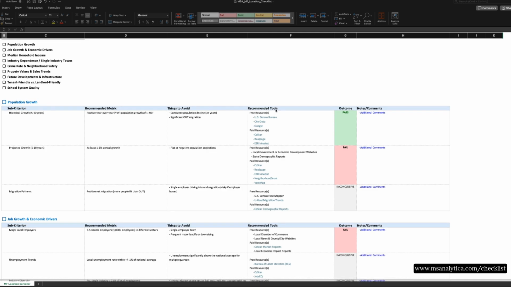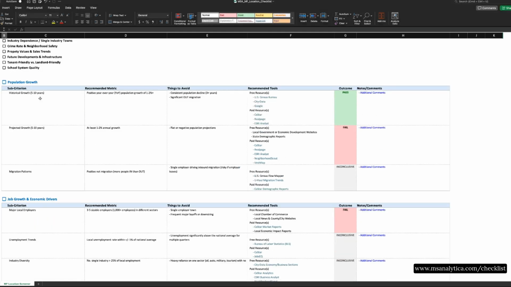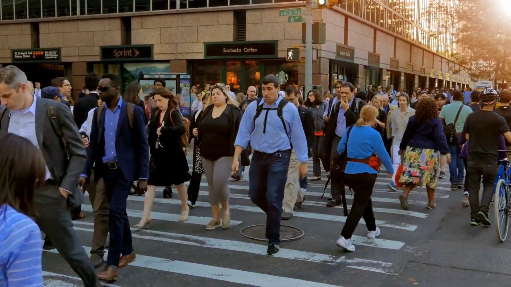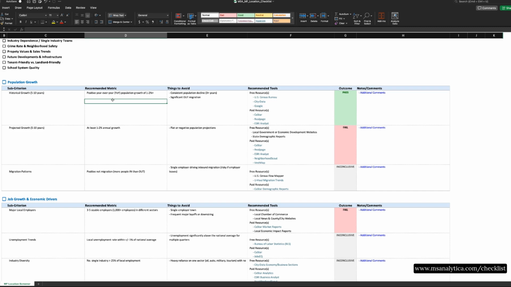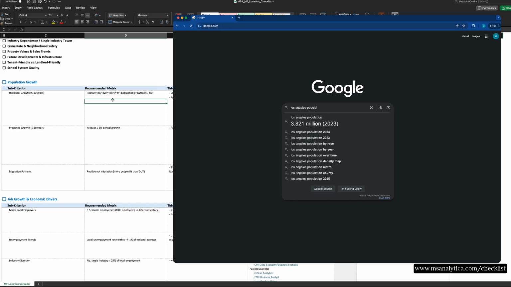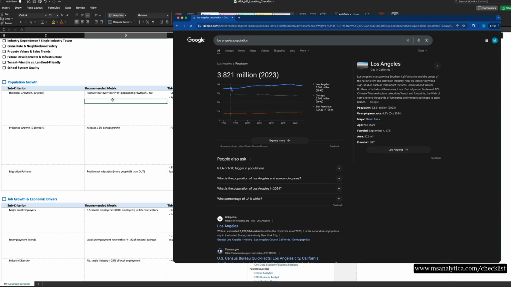Starting with population growth, you want to look at the historical growth over the last 5 to 10 years. The recommended metric is a positive year-over-year growth of at least 1 to 2%. If you go into Google, type the name of the city and type population growth. For example, if I'm in Los Angeles, I'm going to type in Los Angeles population growth. A chart comes up on Google that can tell you if the population has been increasing or decreasing.